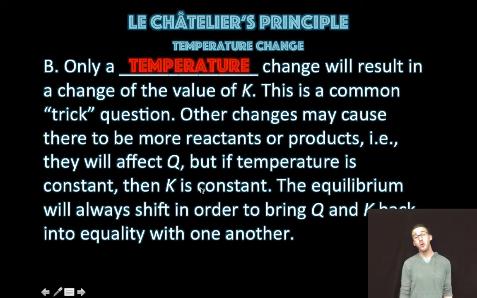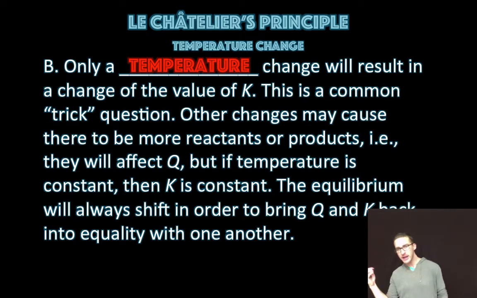All right, it's important to know that it's only temperature change that will result in a change in the value of your equilibrium constant. And this is a common trick question on the test. Changing pressure, changing volume, adding reactant, removing reactant, all of those things are going to shift the equilibrium, but the value of K is going to stay the same. Temperature change, on the other hand, will get you a new equilibrium constant value.